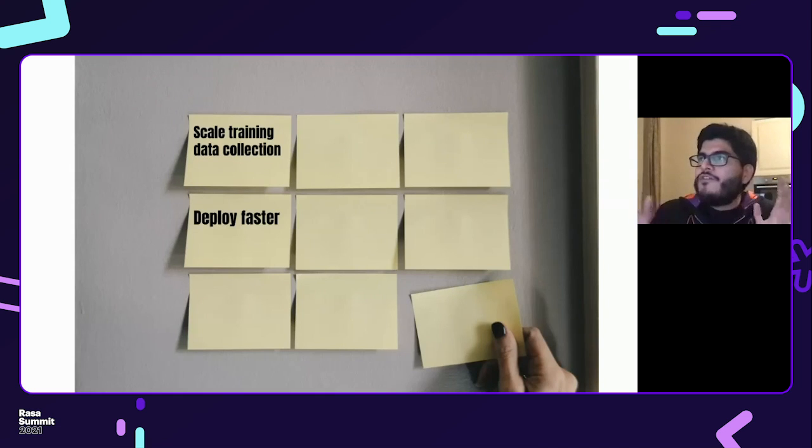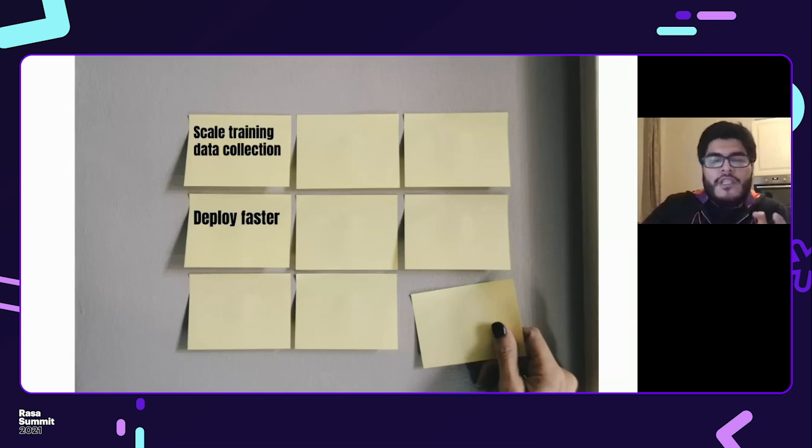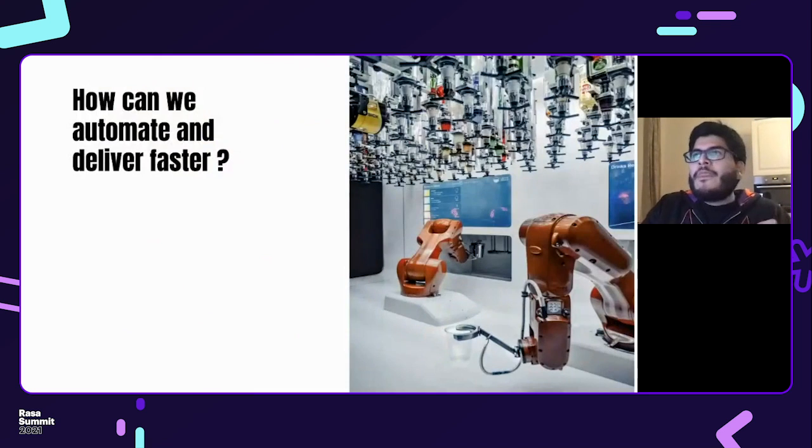So actually, we have two problems. How can we scale the training data collection and how can we deploy faster? And having identified that these manual steps are slowing us down, we saw an opportunity in how to improve and how to get faster with this. So it led me to this question: how can we automate some of the steps and deliver faster?